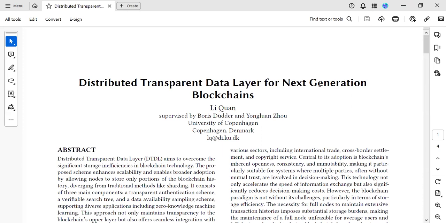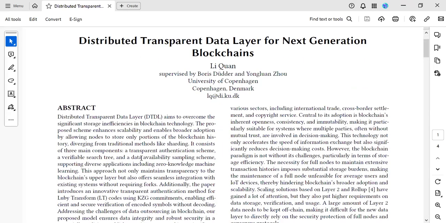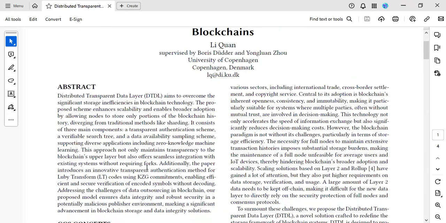I'm going to talk about our work on a distributed transparent data layer for the next generation of blockchain. This work is supervised by Boris and Yun Luan. The distributed transparent data layer aims to solve the scalability challenge for blockchains, usually Ethereum and Bitcoin-like blockchains.